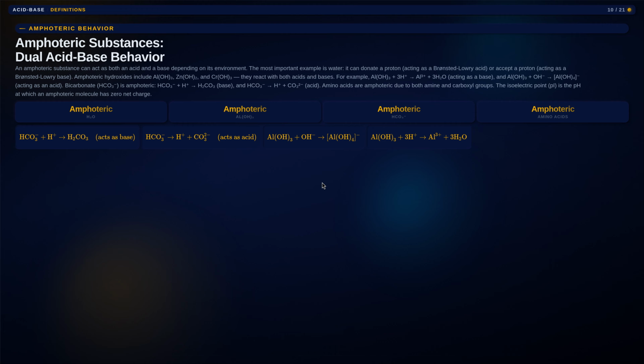Amino acids are amphoteric, with both acidic carboxyl groups and basic amino groups. Aluminum hydroxide, Al(OH)3, dissolves in both strong acids and strong bases, demonstrating amphoteric behavior. Bicarbonate, HCO3-, can act as an acid, giving carbonate, or as a base, giving carbonic acid.